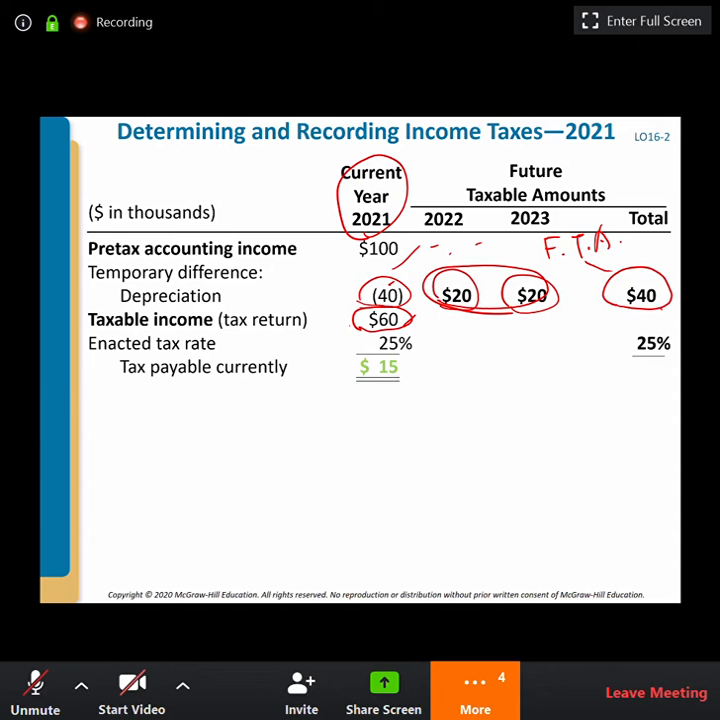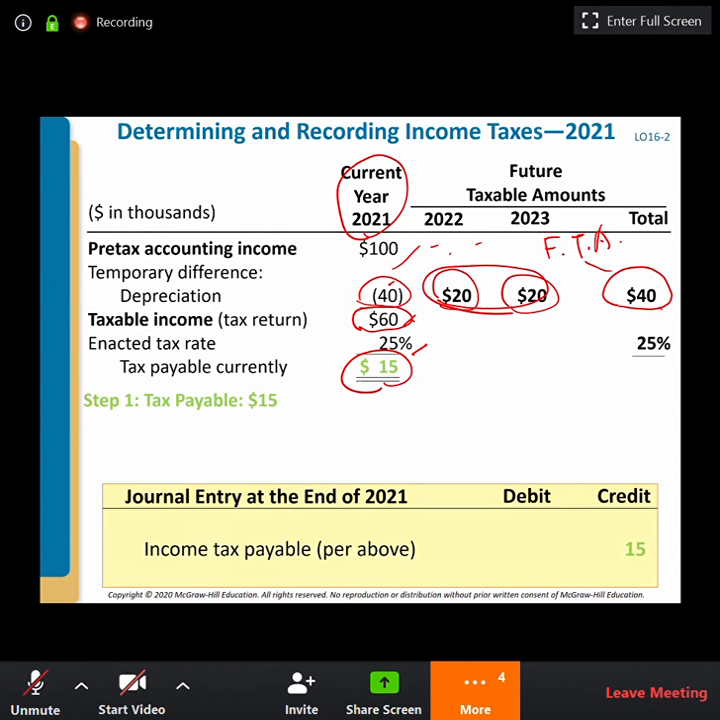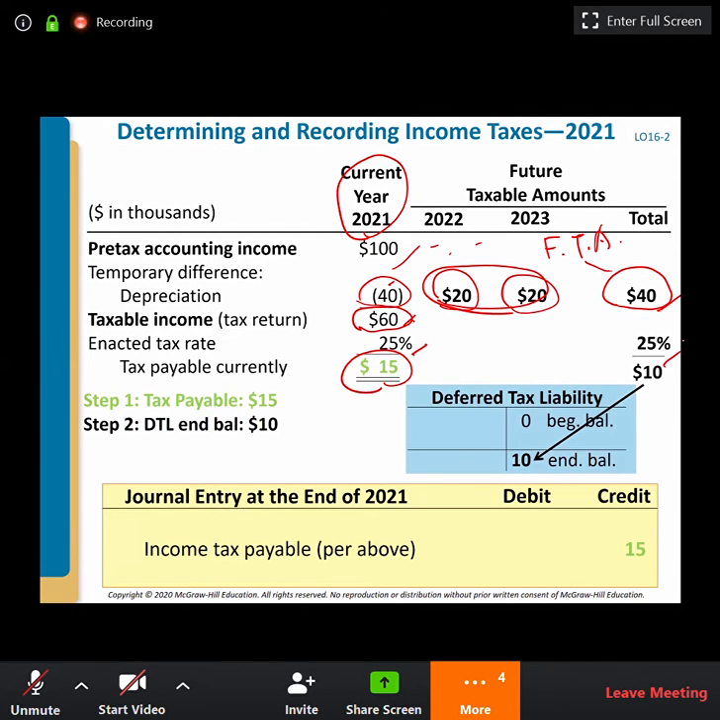So then this is taxable income, 60. Now let's say it's a 25% tax rate. 60 times 25%, you get 15, right? 15 should be income tax payable. That's why you credit it. This is one of the liabilities. You owe the government tax of 15. How about the future taxable amount? 40 times 25%, right? You're going to pay tax in the future, so you have a liability of 10, right?